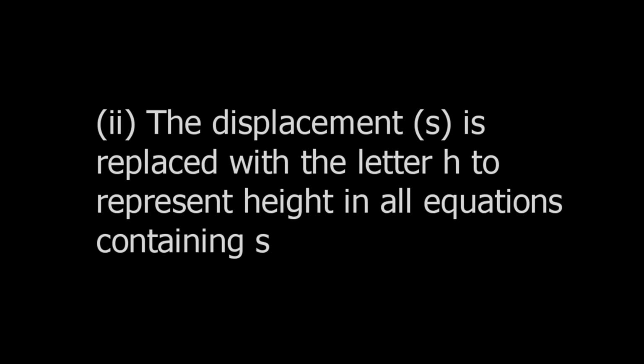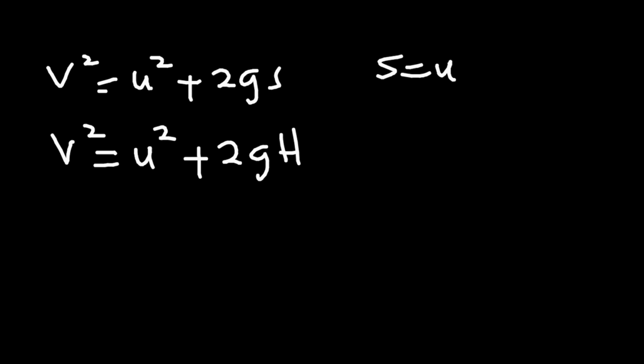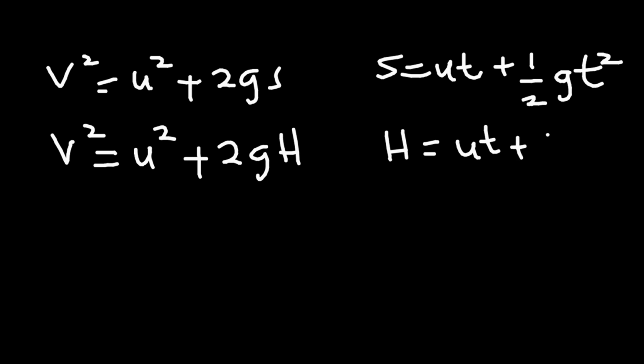in all equations containing s in the equations of motion, so that v² = u² + 2gs becomes v² = u² + 2gh. And also s = ut + ½gt² becomes h = ut + ½gt², with all the s being transformed to h in this case.